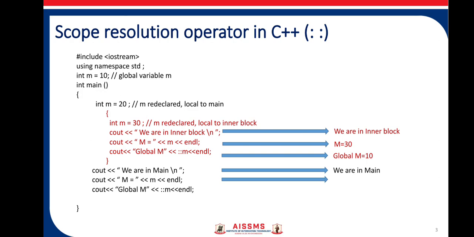So what value of m will it take? It will take the local value of m. As we can see, local to main is m equal to 20. So here it will print that local value, that is m equal to 20. And again if we are printing the global value of m, it will take the most global value. Here it is again m equal to 10. So this is how we can use this scope resolution operator to access the global variable in your program.